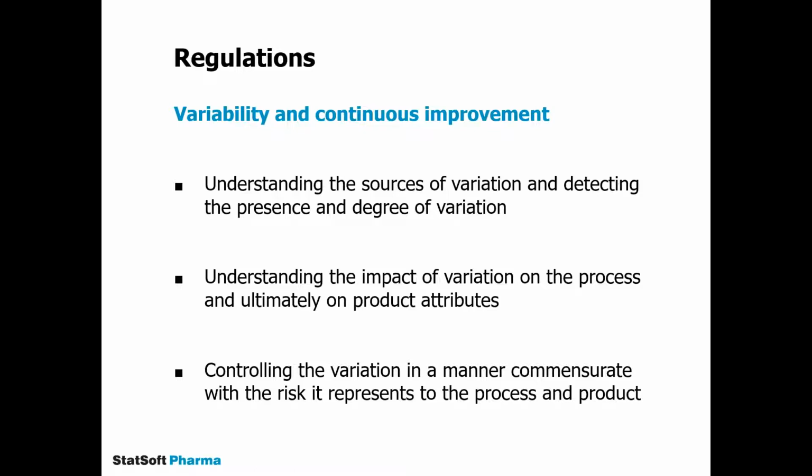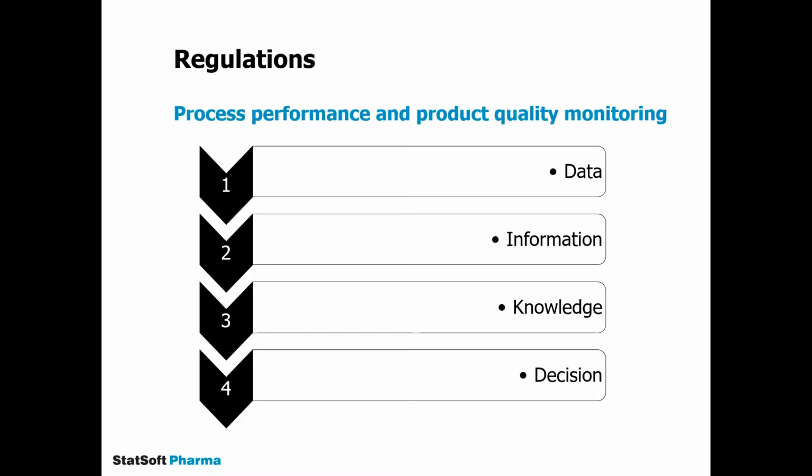What is continuous improvement in the modern quality model? It is about reducing organizational and patient losses by reducing variability, and it requires understanding the sources of variation and detecting the presence and degree of variation, understanding the impact of variation on the process and on product attributes, and controlling the variation in a manner commensurate with the risk it represents to the process and product.